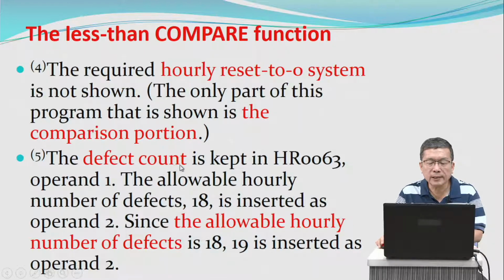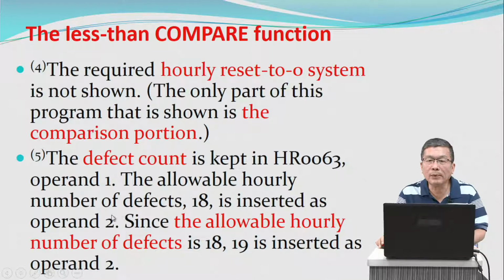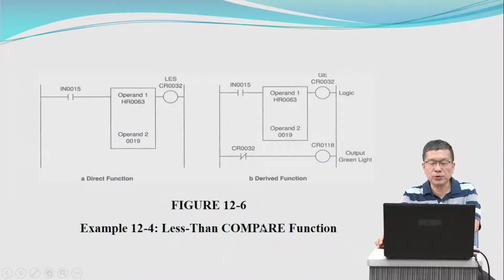The defect count is kept in holding register 63, operand 1. The allowable hourly number of defects, 18, is inserted as operand 2. Since the allowable hourly number of defects is 18, 19 is inserted as operand 2. This picture shows the less than compare function.